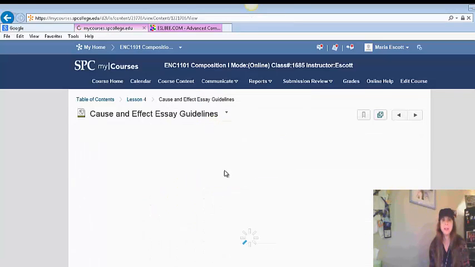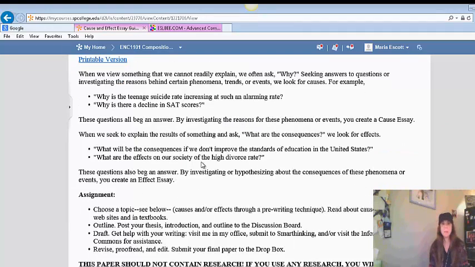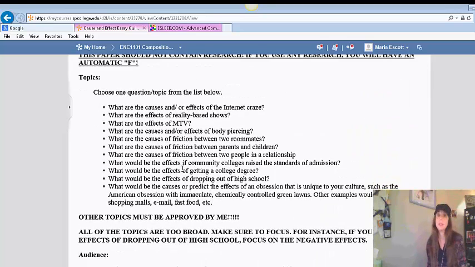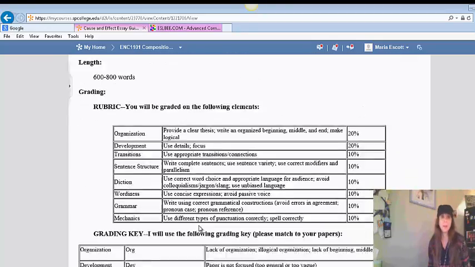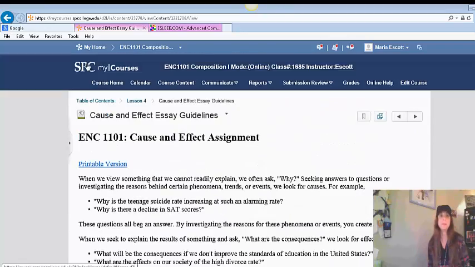There's the essay guidelines. Make sure you understand it. Here they give you some examples. Make sure you do not use any research. Okay, pay attention to that. These are some of the choices you can use. If you don't like any of these choices, then you need to let me know via email what choice you would like to do, and then I'll approve it or not. Okay, here's the rubric. Okay, make sure you understand it. All right, going back to lesson 4.